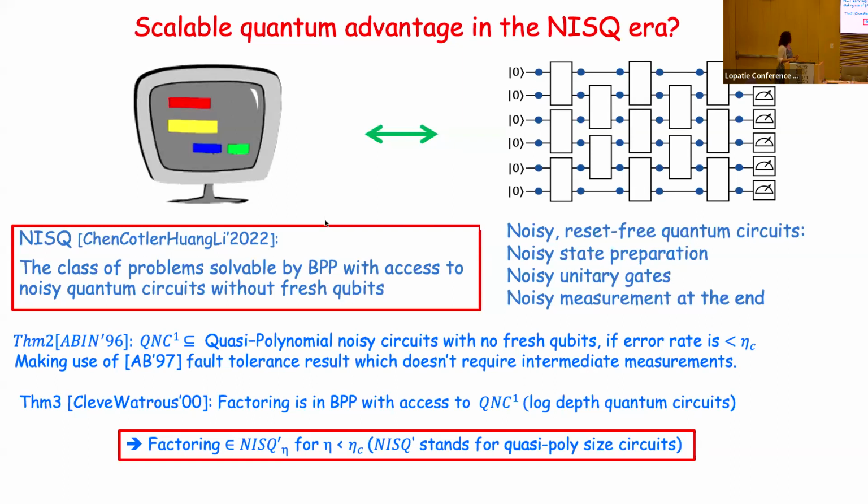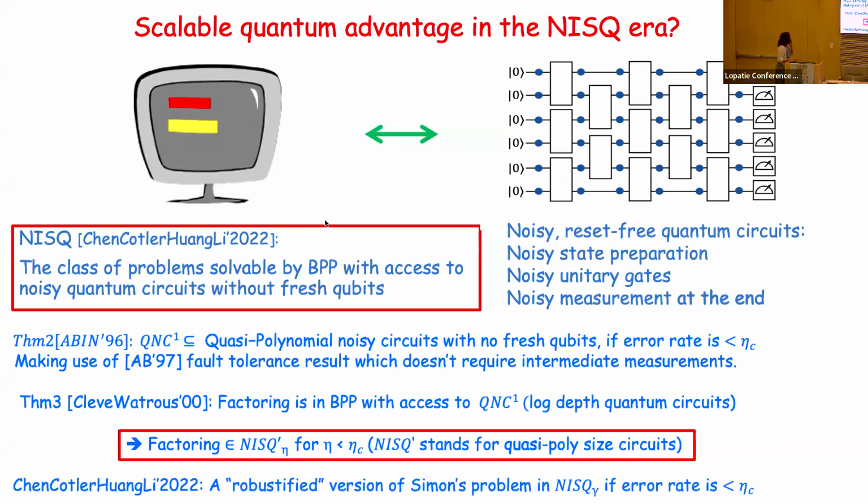Okay, so this is something to, I don't know, a goal to look up to. I should just say that in this beautiful paper, they also showed a robustified version of Simon's problem, some variant, in which they actually showed that this variant is in NISQ without the prime. Again, where gamma, the noise rate, is less than the fault tolerance threshold for NISQ devices. So they're also using this result, the fault tolerance without measurements.